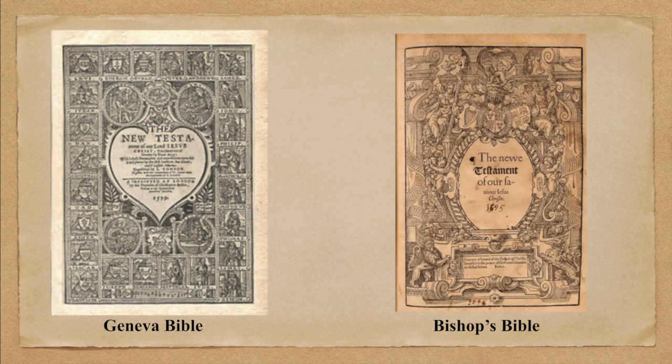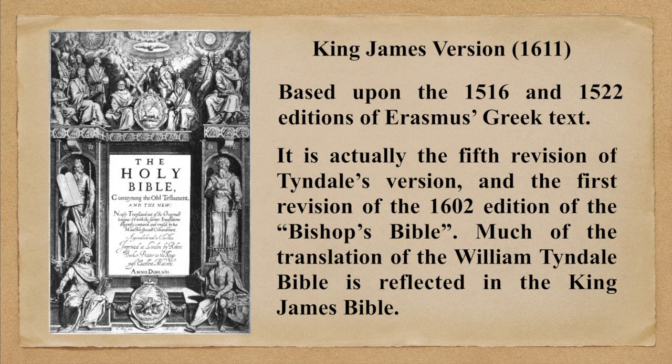It rose in popularity due to the Anglican rejection of the Calvinistic notes contained in the Geneva Bible, which was used extensively by the Reformers, Puritans, and American Pilgrims, and their accreditation of the new revision in 1568. This was followed by the King James Version, which was primarily based upon the 1516 and 1522 editions of Erasmus's Greek text.